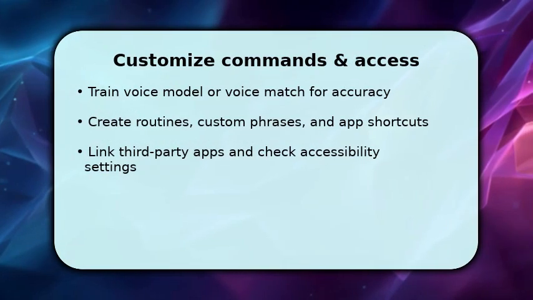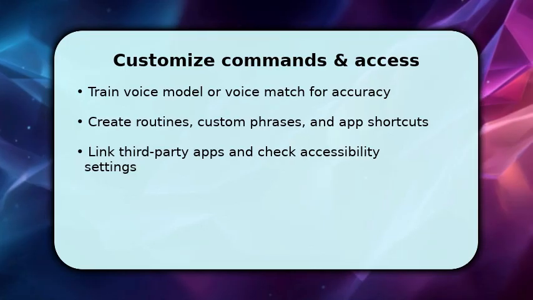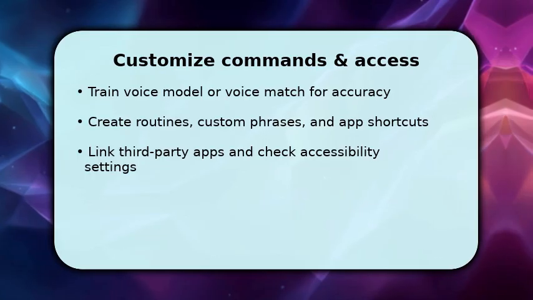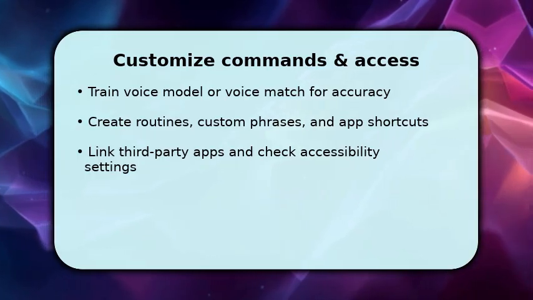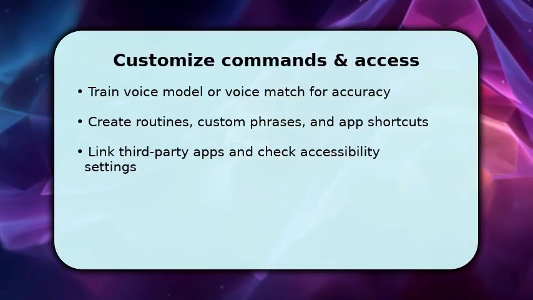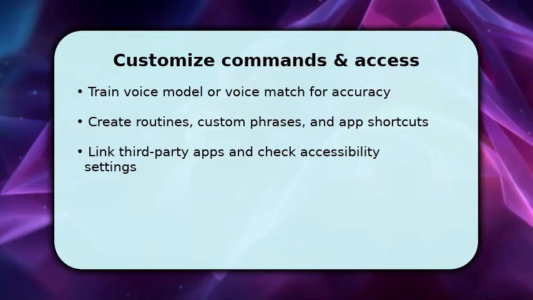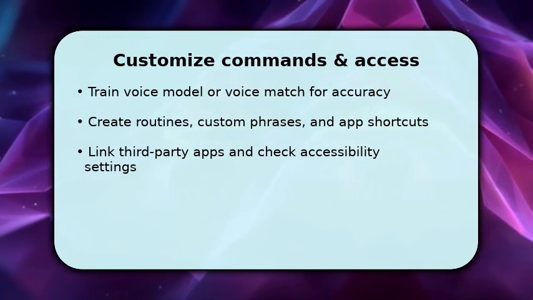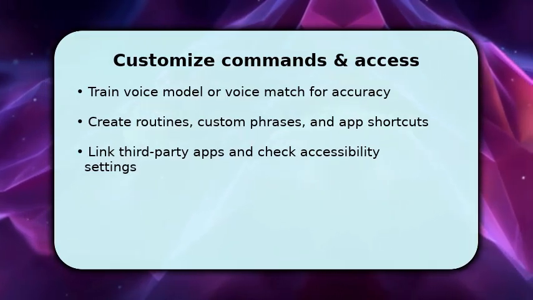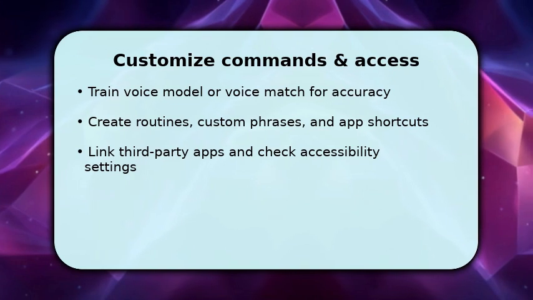Once the assistant responds, train voice match or the voice model so the system recognizes you better. This reduces mistakes. Next, create routines and custom phrases for multi-step tasks. Map them to app shortcuts or system actions for speed. Make sure each linked app has background access and the right account signed in. Also check accessibility options for speech rate, feedback style, and confirmation prompts so interactions are predictable. After configuring, run each routine to validate timing and permissions.